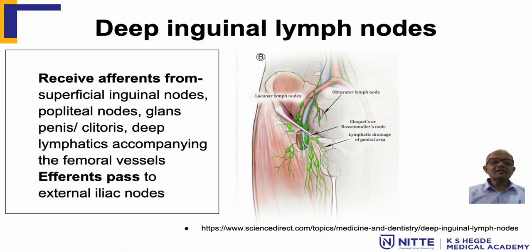The deep inguinal lymph nodes receive afferents from superficial inguinal lymph nodes. They also receive afferents from popliteal nodes, the glans penis or clitoris, and the deep lymphatics accompanying the femoral vessels. Efferents from the deep inguinal lymph nodes pass to the external iliac nodes.